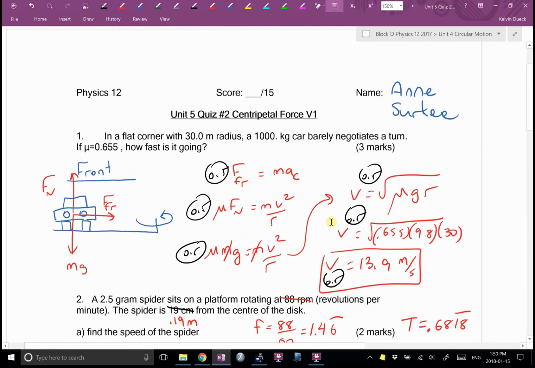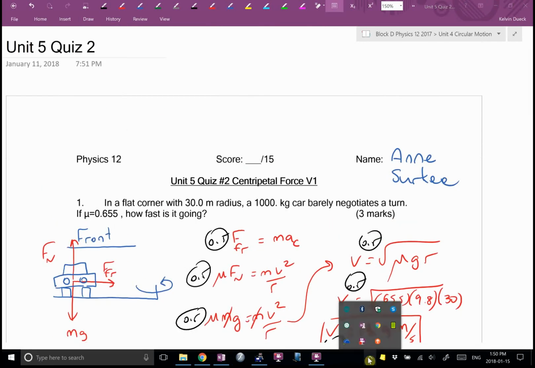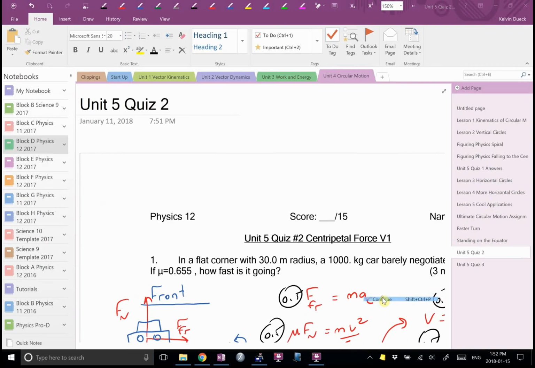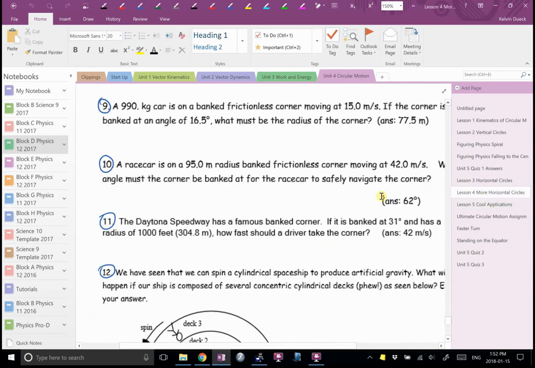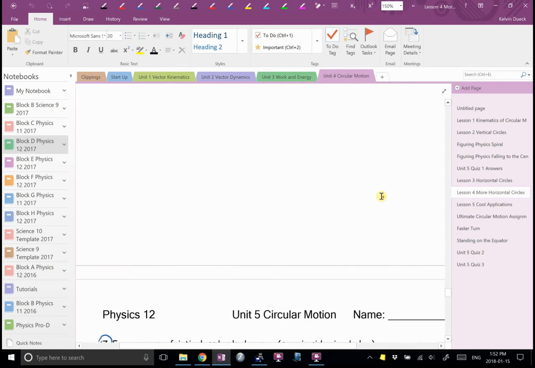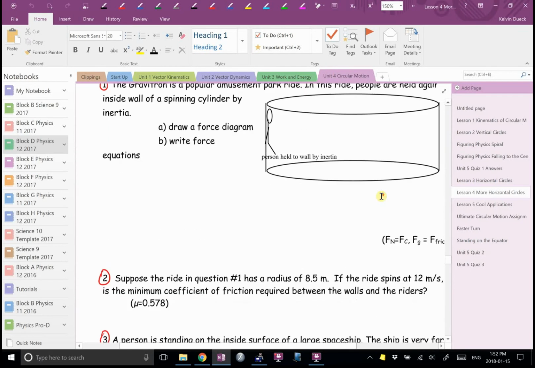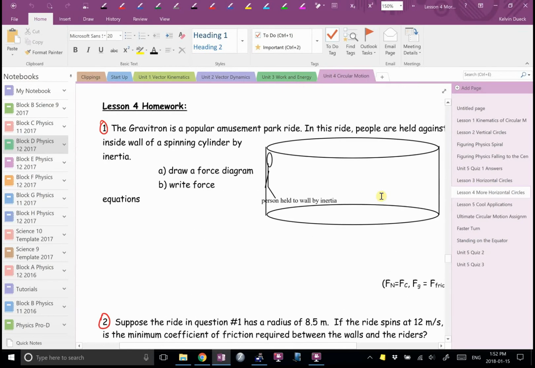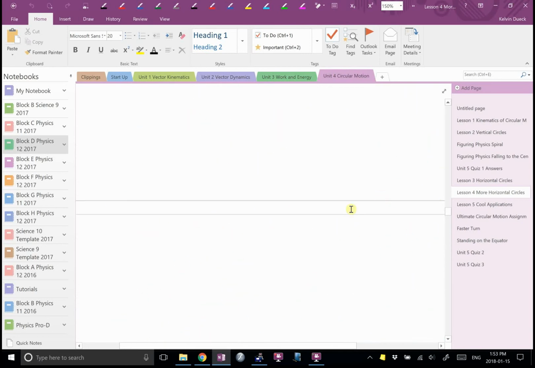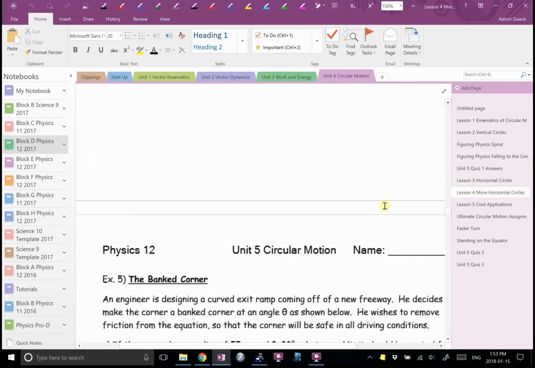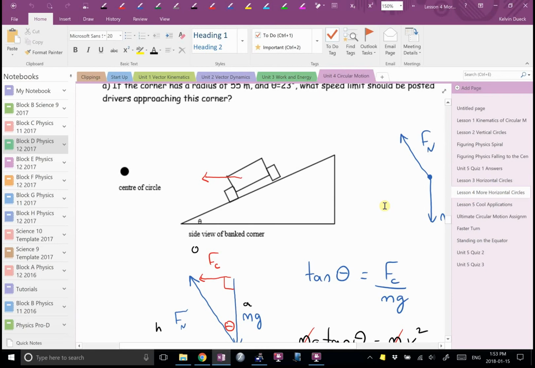Can you give yourself a lovely score out of 15, please? For those of you that were away last day, first of all, we finished off from lesson 4, the banked curve, and I'm going to tell you of those 6 or 7 written questions that are fair game for your test. As far as I'm concerned, the banked corner is now fair game as well.